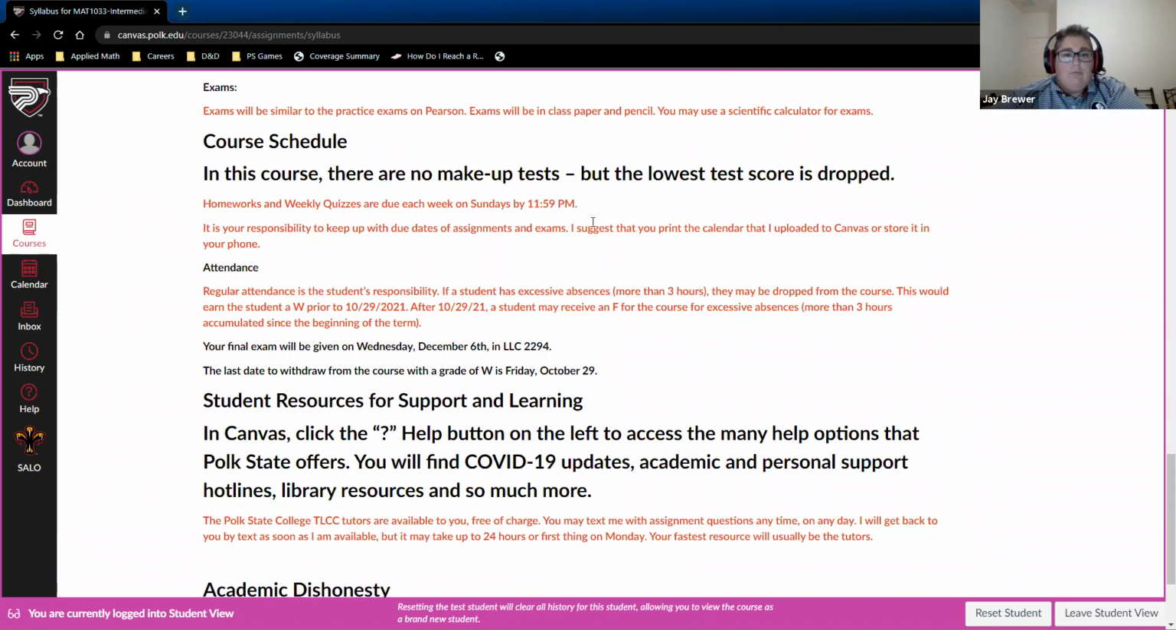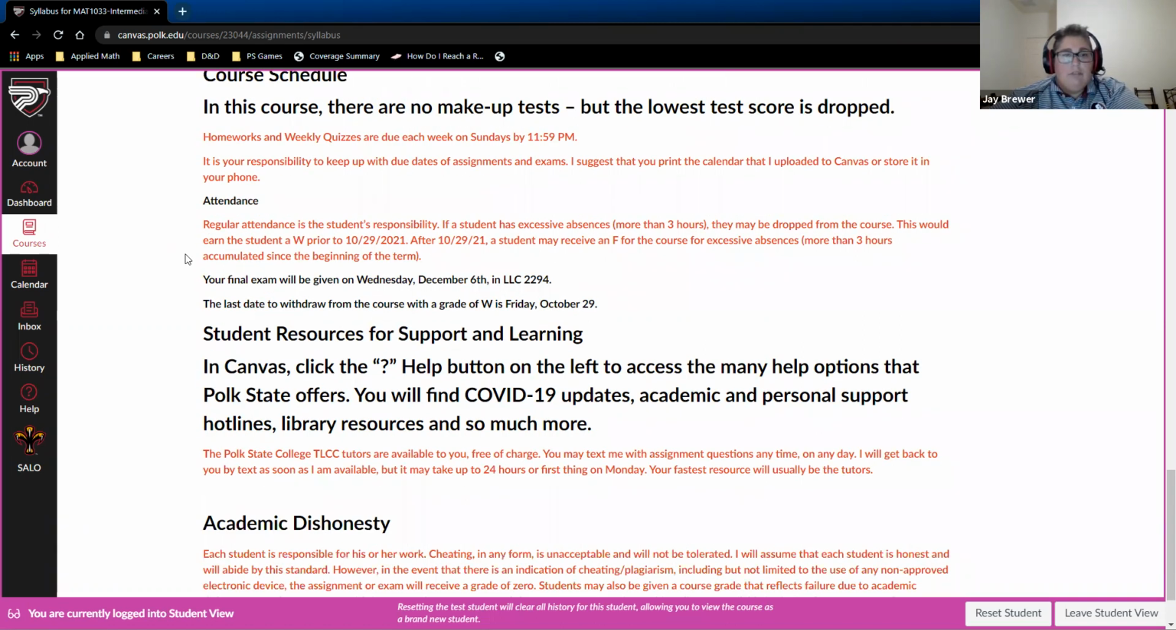Our course schedule, I will show you that in a minute. It is tentative and subject to change due to time factors and other things like that. Attendance is pretty standard. If you miss more than 3 hours, then you could or may be dropped from the course, and we can always cross that bridge when we come to it.